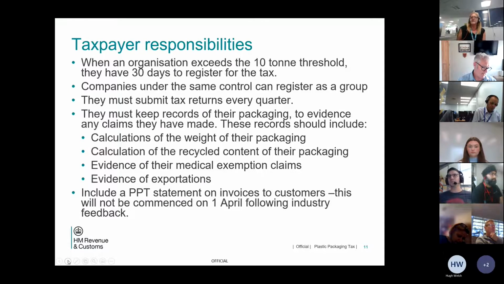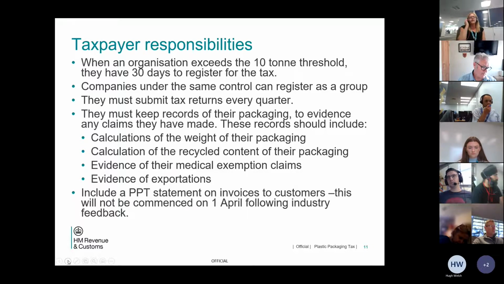So it depends on the size and the volumes of manufacturing or importing that you're doing. Companies under the same control can register as a group, so there's group functionality on our online service. In terms of accounting for the tax, it's every quarter, they're standard quarters, so April to June, and then July to September and so on. And all returns are then due on the last working day of the following month. So for September, I think it's the 31st of October, which I think is a working day.